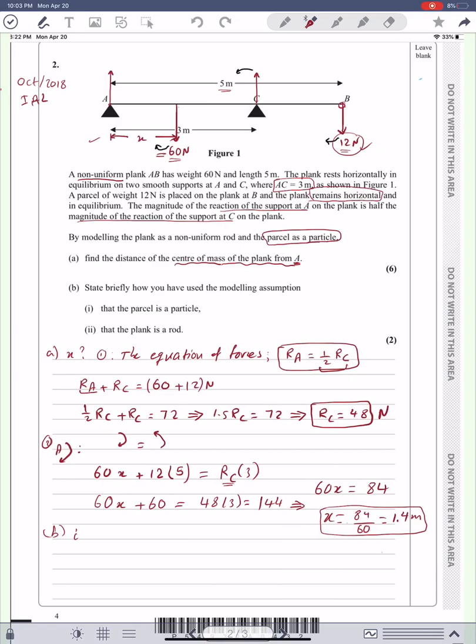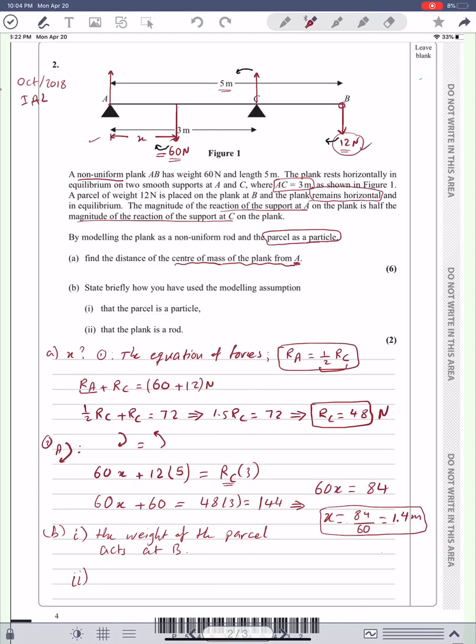So in simple words, for part B, part I: the parcel is a particle since the weight of the parcel acts at B. Finished. Since it has a weight, it acts. It does act. It has a moment about A. So it is a particle. It has a weight.